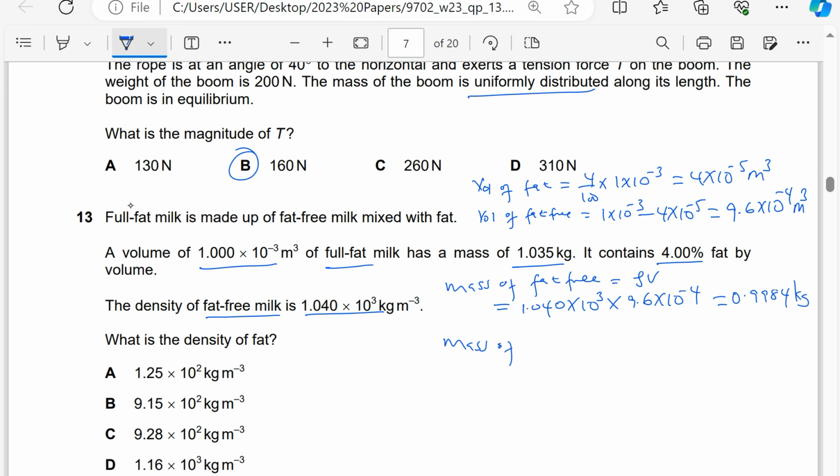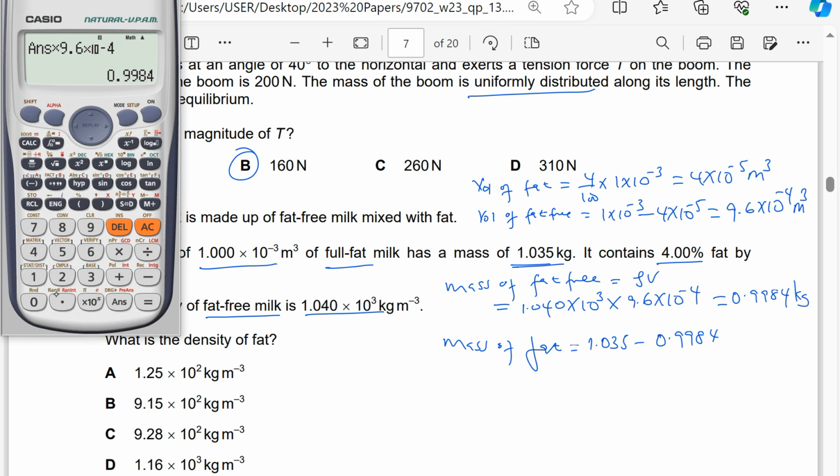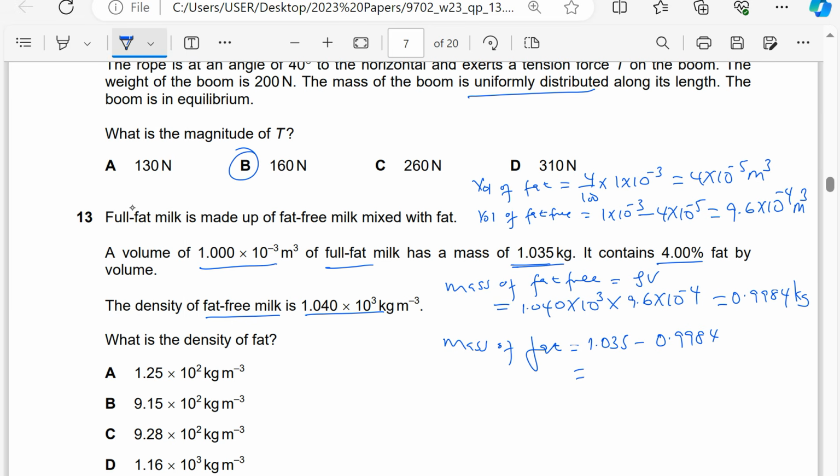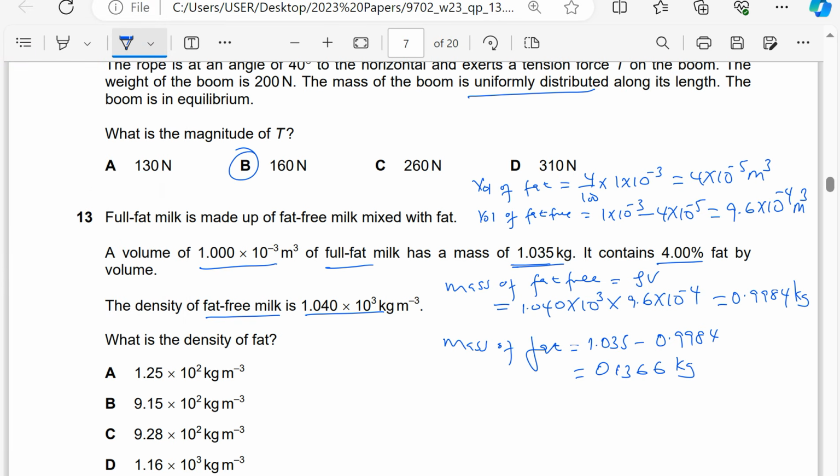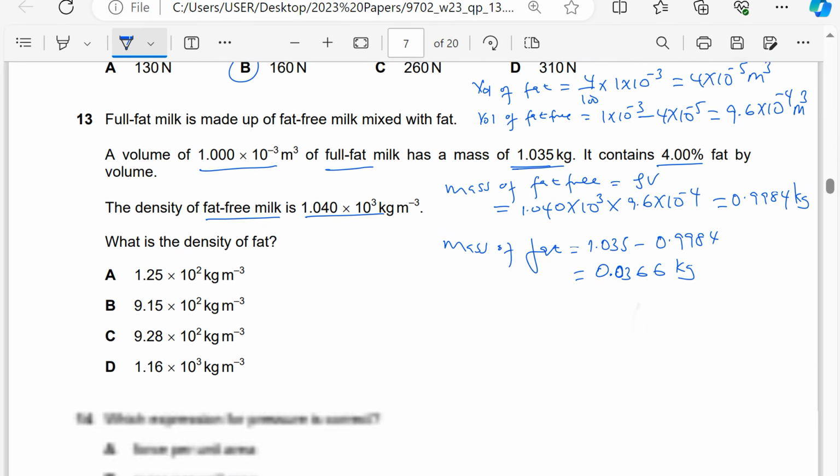So that means I can now find the mass of fat itself. The mass of fat, we shall just subtract. The total mass is 1.035. So 1.035 minus 0.9984. So this is going to be 0.0366 kilograms. That is the mass of fat.